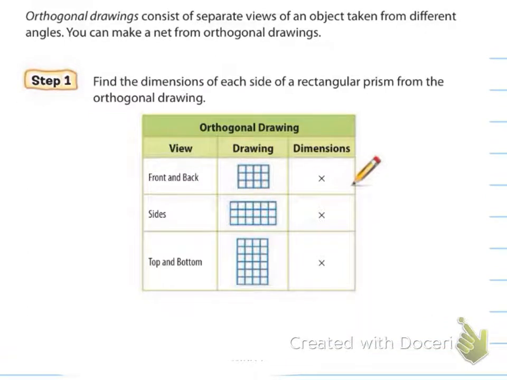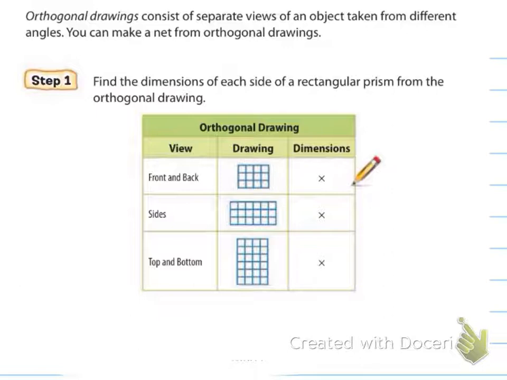Alright, so an orthogonal, okay, you know I don't know how to say anything, so that's okay. The ortho drawings, let's go with that, that sounds good. The ortho drawings consist of separate views of an object taken from different angles. You can make a net from ortho drawings. So find the dimensions of each. Oh, I love this, okay. So find the dimensions of each.